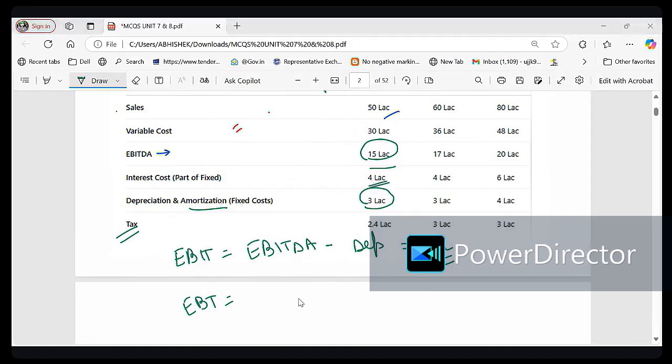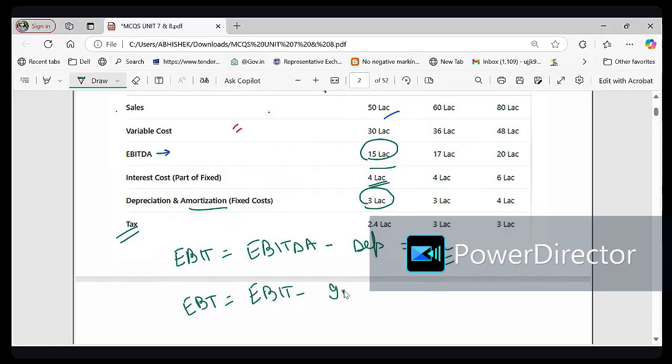Can I get some responses? Please tell me what is the EBT. Very easy question it is. From EBIT, if you subtract the interest part, you will get EBT, right? How much is the EBT? Please tell me. It is nothing but EBIT minus interest. EBIT we have just calculated, 12 lakh.